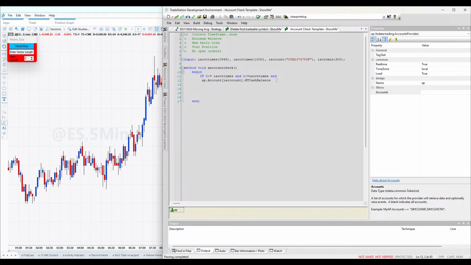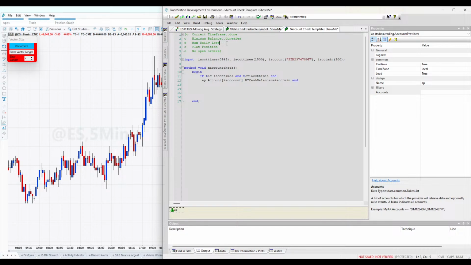All right, so we're querying whether or not the account that we're actually trading, our futures account, the real-time cash balance, is greater than or equal to the account minimum that we set. I account min. And now our next thing is going to be, all right, so we got the minimum balance done. Dunsies.